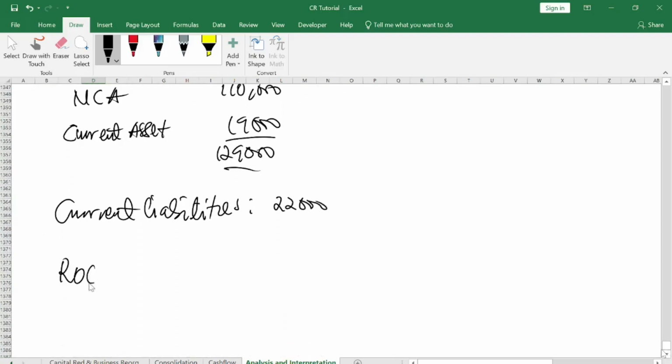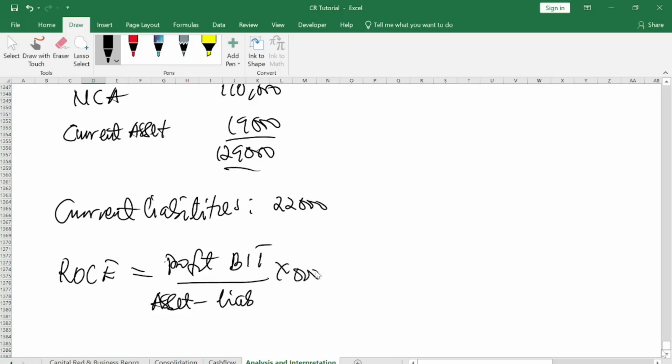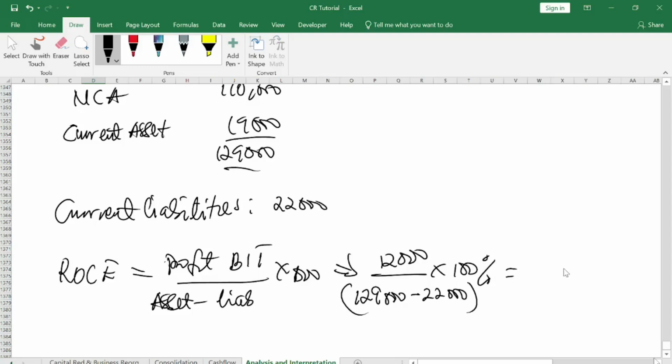So you have your ROCE is equal to profit before interest and tax, all divided by your assets minus your liabilities, times 100. Profit before interest and tax is 12,000. Your total asset is 129,000 minus 22,000. That will give me 107. So I had 11.2%.